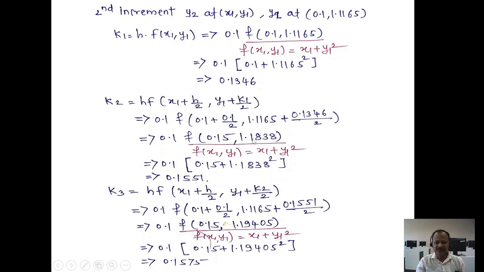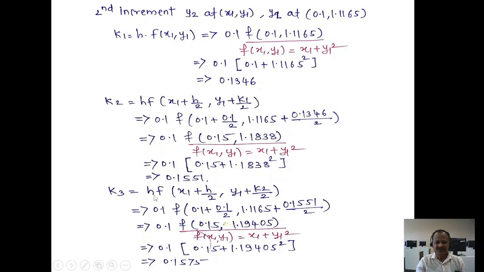So this is x1, this is y1. So f of x1 comma y1 is equal to x1 plus y1 bracket square. So you can write here 0.15 plus 1.1838 bracket square, and multiplication with 0.1. After solving, we will get the answer k2 is equal to 0.1551. Then we have to find k3.